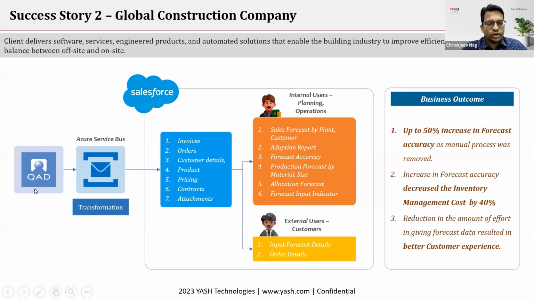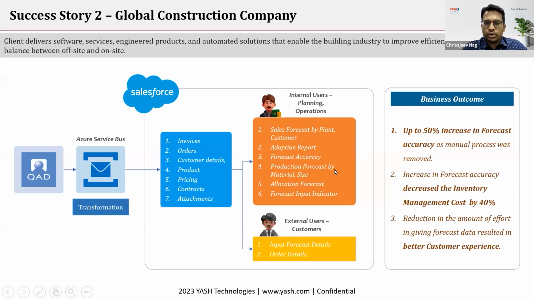Here all the order data were pushed from the QAD system into the Salesforce systems. Once the order information and other relevant information were captured in Salesforce, then using algorithms, different types of reports were generated. The first report was the sales forecast report by plants and by customers. There were a few other reports like the adoption report, forecast accuracy report, allocation report, and forecast input indicator report.